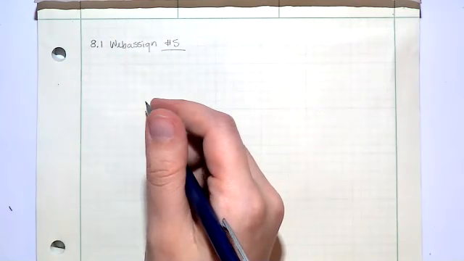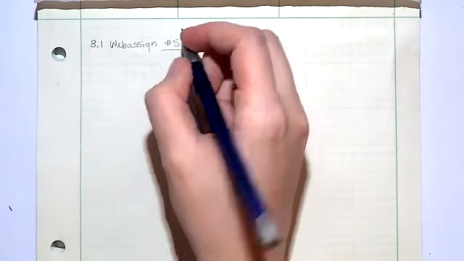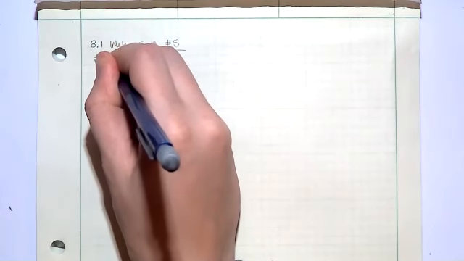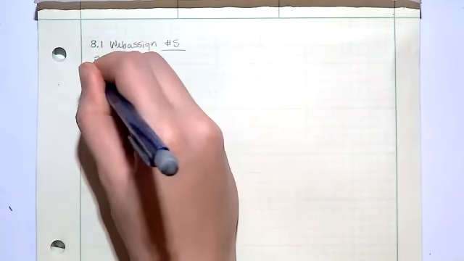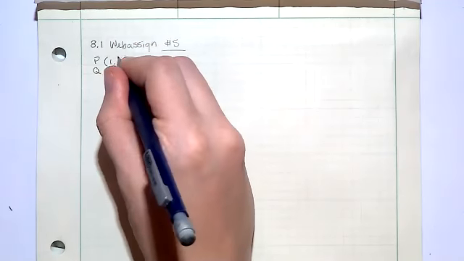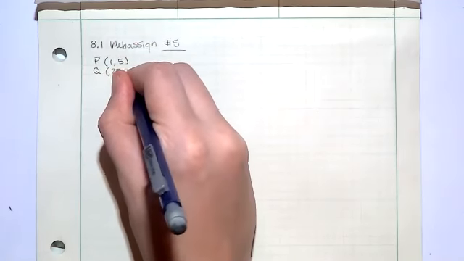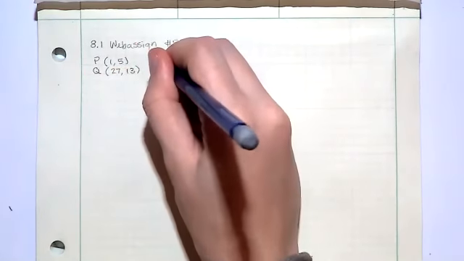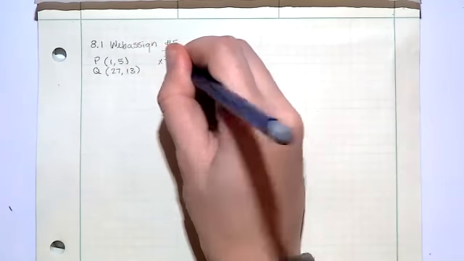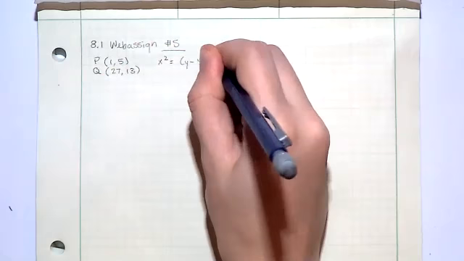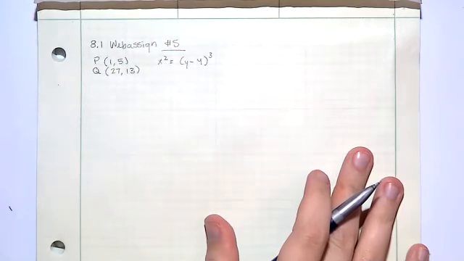Sweet. So in this case, we want to find the arc length of a curve between 2 different points. Our point P is given as (1, 5), and Q is given as, let's see, I have (27, 13). Hopefully yours are kind of similar. And then the function is x squared is equal to (y minus 4) cubed.